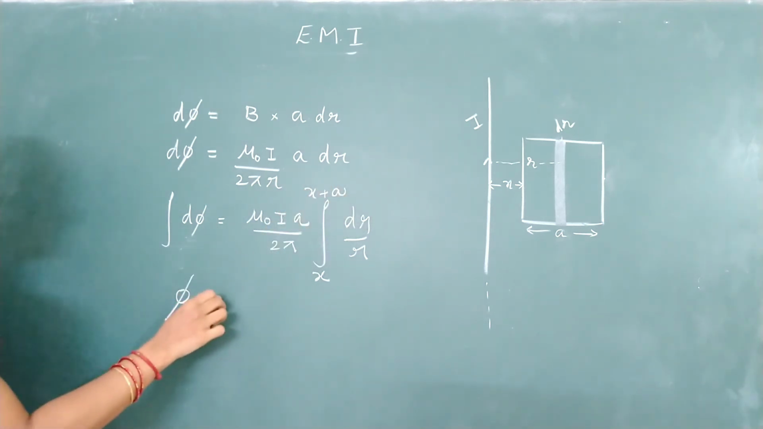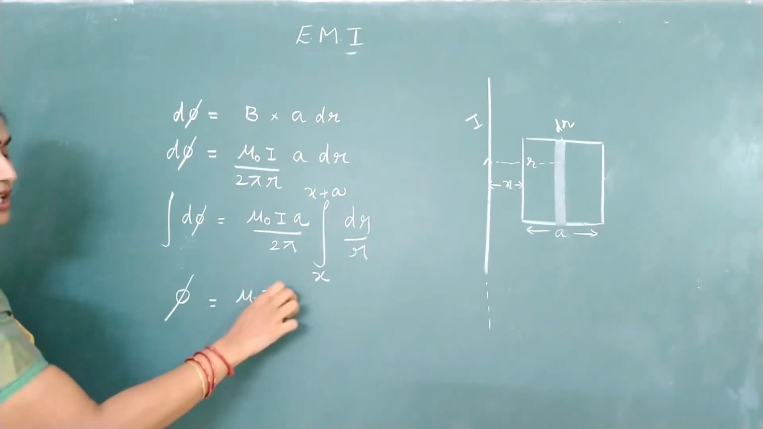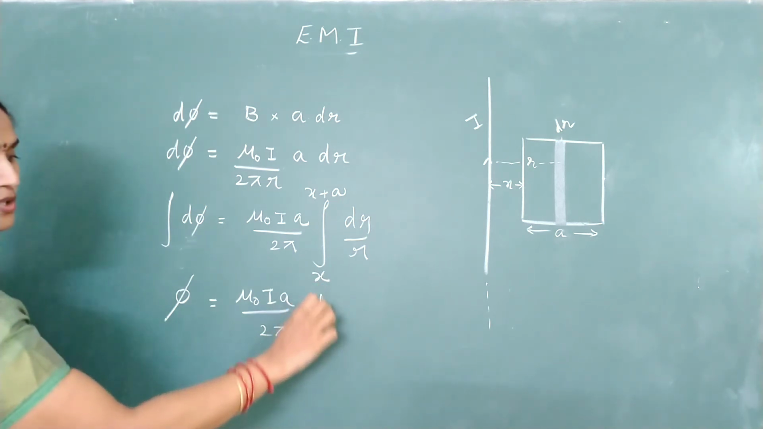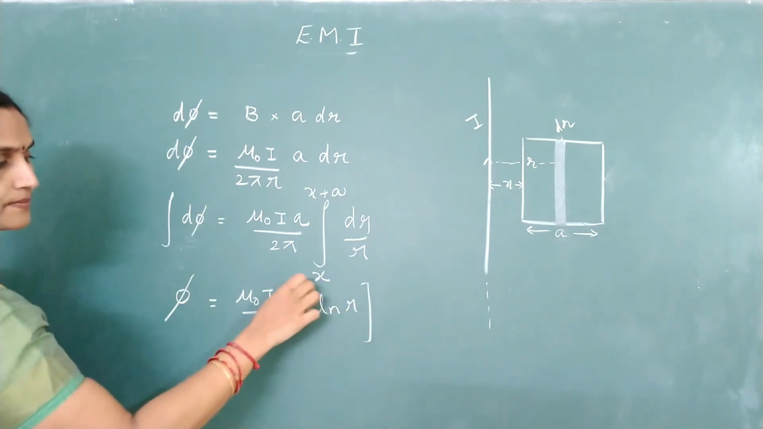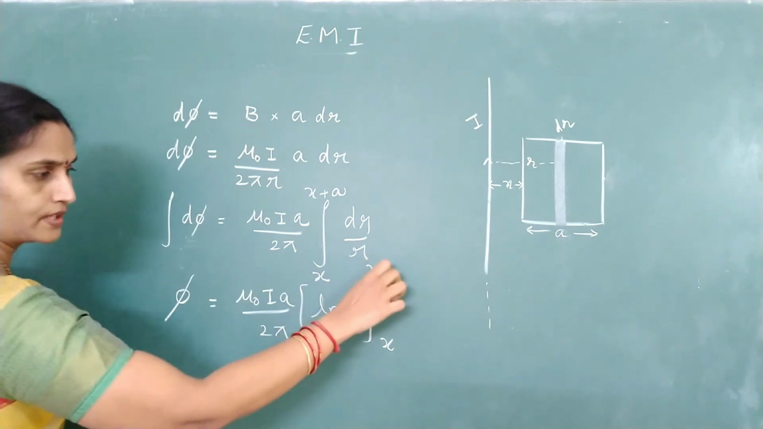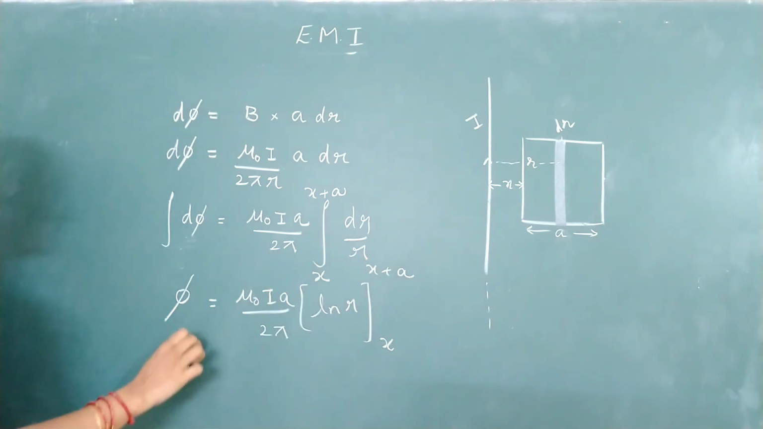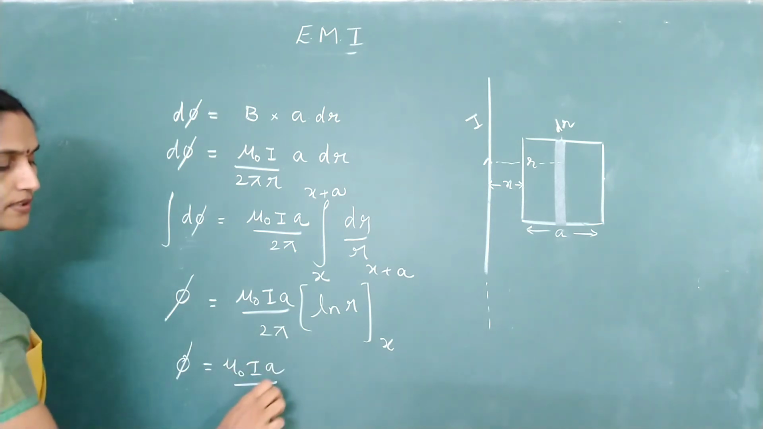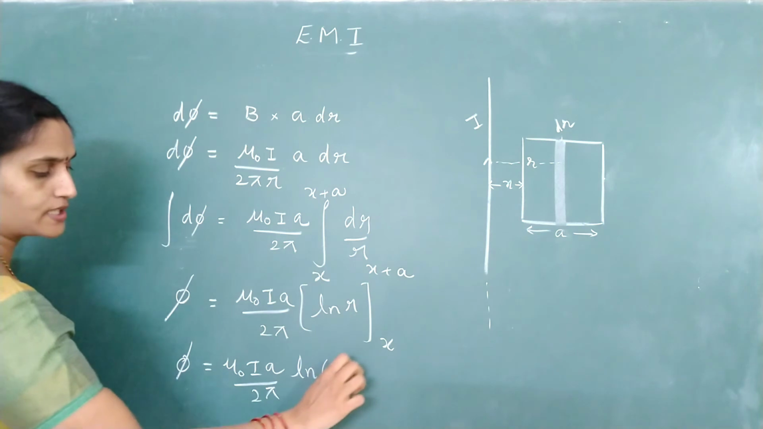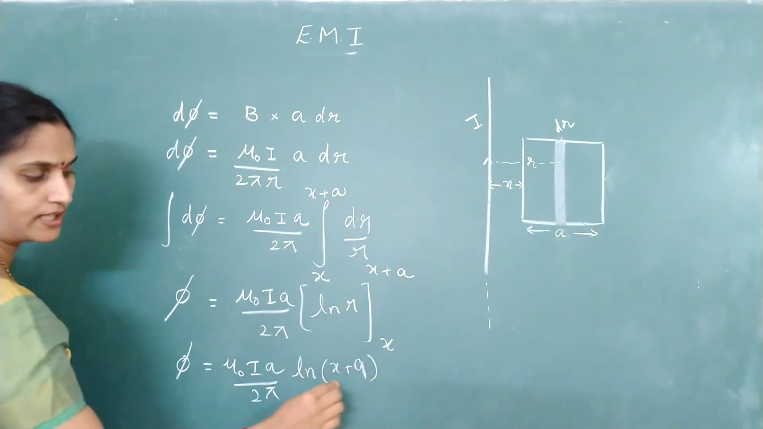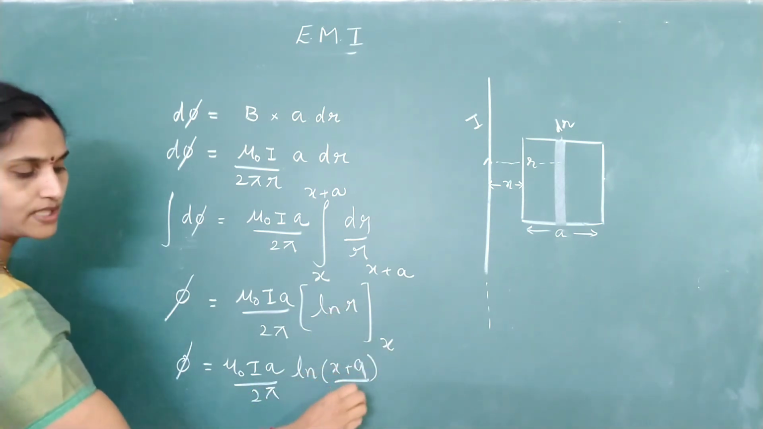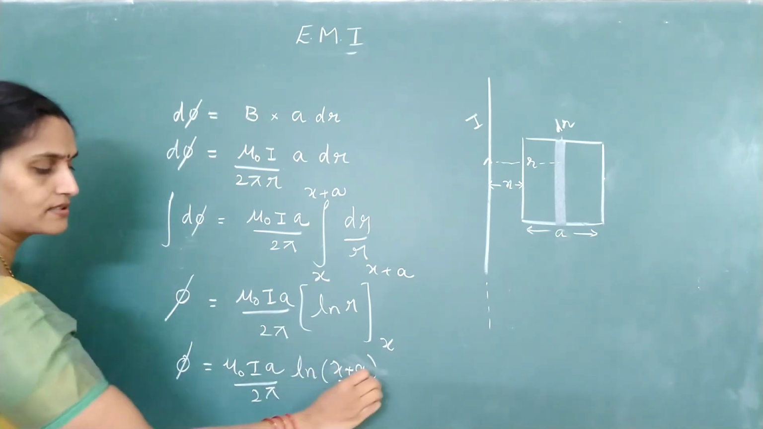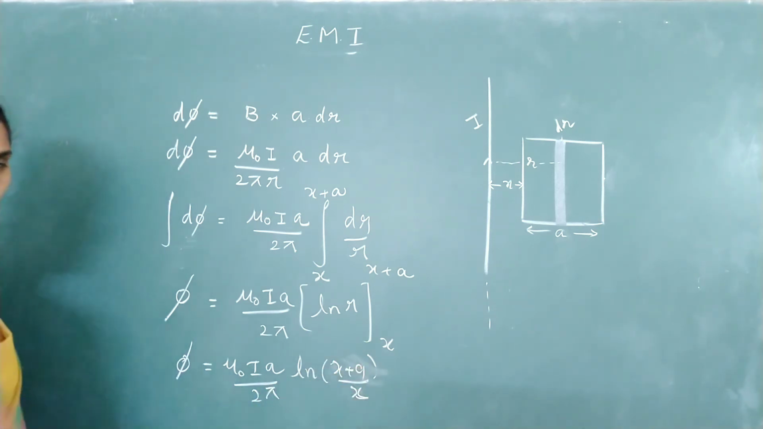So the total flux phi is equal to mu naught I A by 2 pi, integral of 1 by r into dr, which is log r. What are the limits? x to x plus A. Put the limits: phi is equal to mu naught I A by 2 pi, log of x plus A minus log of x. I will write it as log of x plus A divided by x, or you can also write it as 1 plus A by x. You can leave the answer like this.